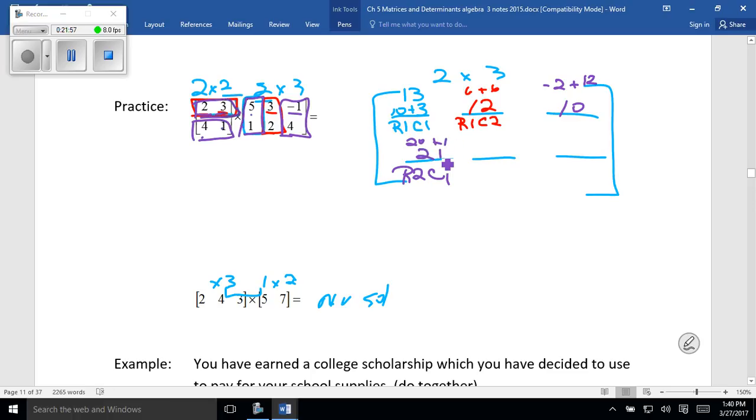So, who's the next one? Row 2, column 2. So 4 times 3, 1 times 2, plus 1 times 2. How are we doing? Next one. Negative 4 plus 1 times 4. Row 2, column 3.